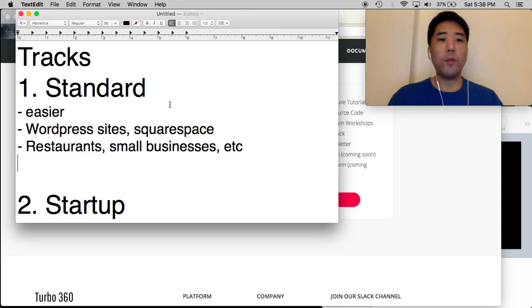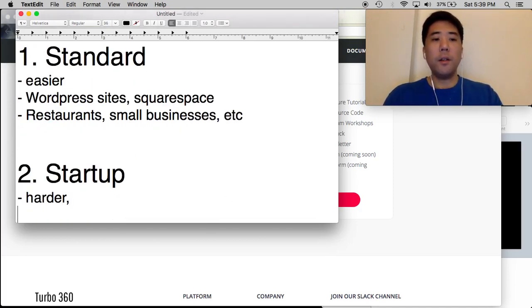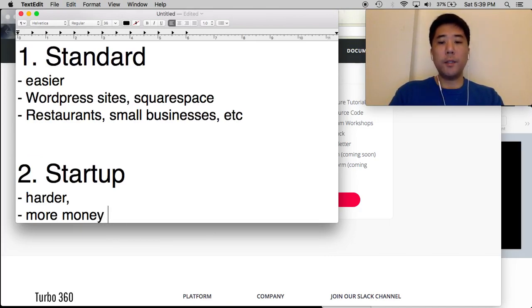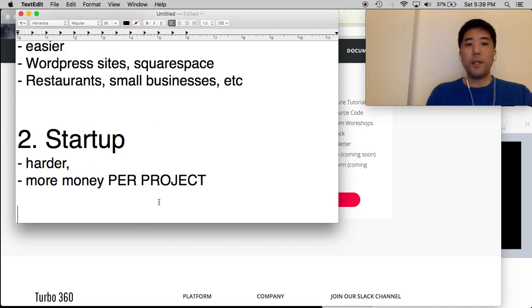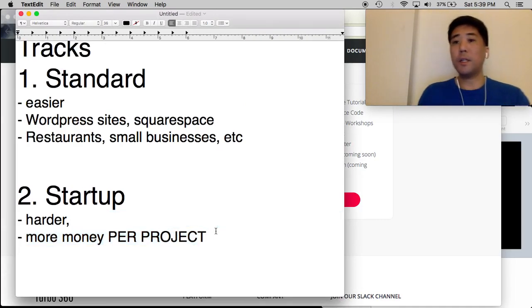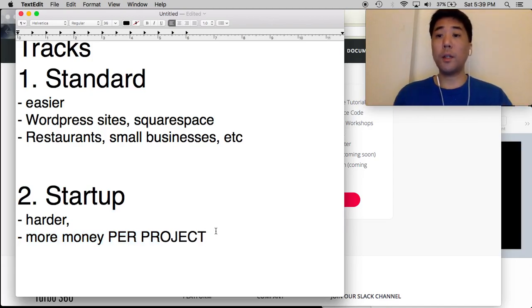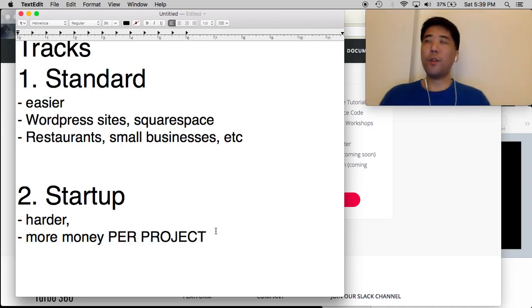The startup track is the exact opposite. In the startup track, it's obviously harder, more money per project. This is an important caveat, per project. I can speak more in depth on this because this is what I've been doing for a number of years. On a per project basis, in New York City and San Francisco, so consider this in the coastal areas where there's a lot more money and a lot more investment, I would expect around 25K, 30K, across a span of about anywhere between 3 and 6 months.